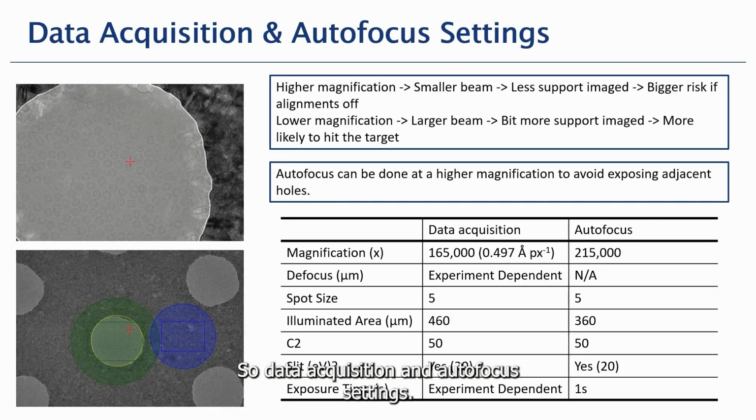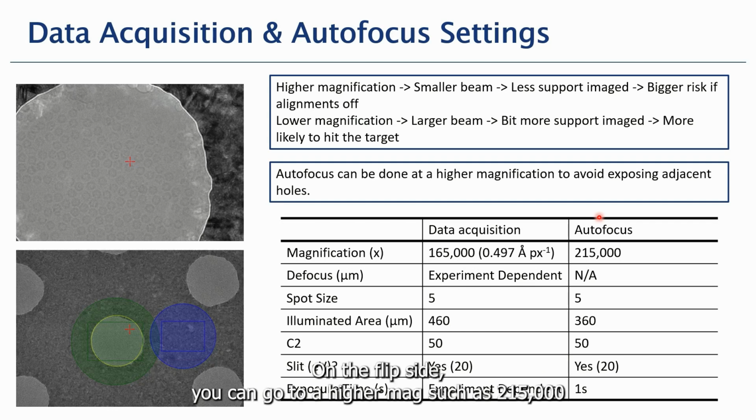So data acquisition and autofocus settings, these are the last two imaging settings that you really need to consider. On our CRAS with K3 Bioquantum, we recommend imaging at 165 mag, so that's about 0.497 angstroms per pixel. So there are some things to consider here. At this mag you will hit a bit more of the support, but because the beam is slightly larger, you're more likely to hit the target.